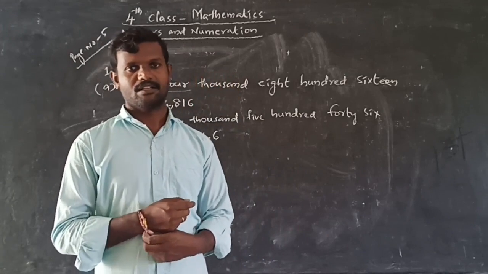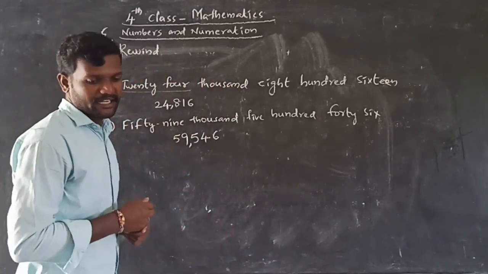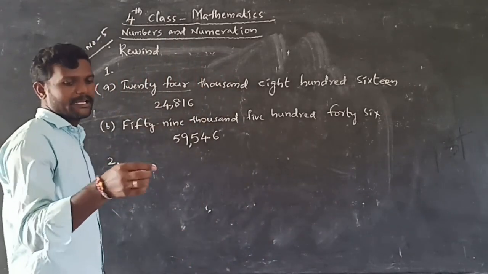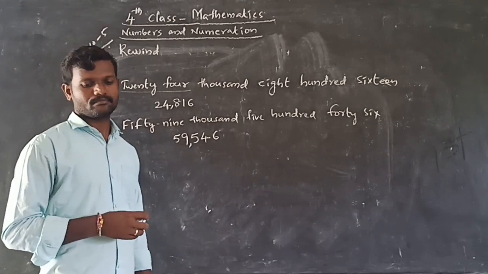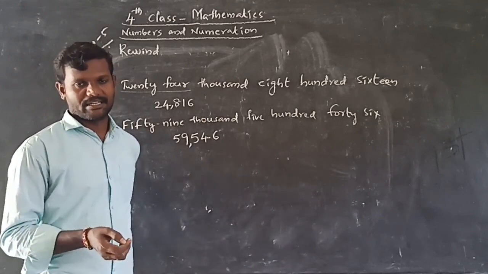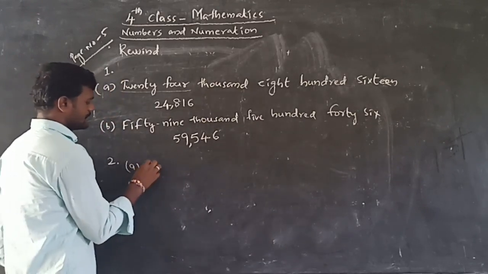Okay, that is the first bit, to write the numerals for the numbers. And in the second bit, what is given in the second bit? Write number names for the given numerals. Write Indian number names for the given numerals. Number names we have to write. First one is given. What is that?